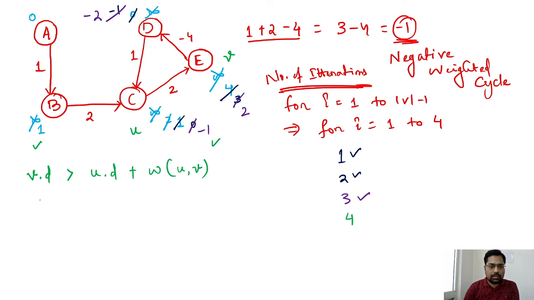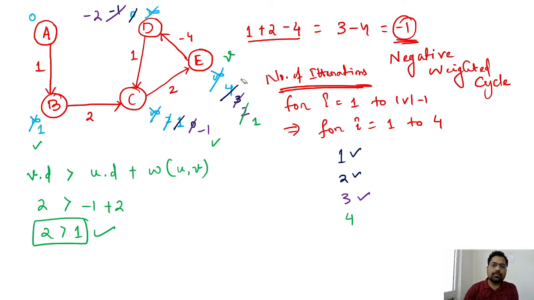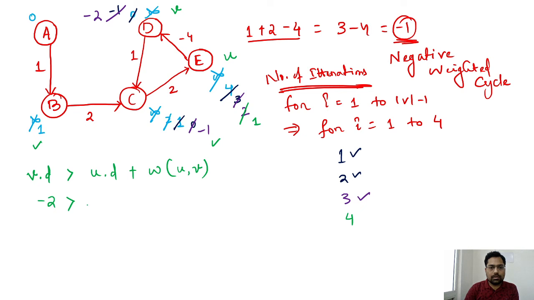Now, distance of V is 2. Distance of U is minus 1 plus 2. So here we found it is 1. So this is correct, and you need to update it to the lowest one we found. Now we change it as U and change this as our V. Next, we have to check whether V, which is minus 2, is greater than this plus minus 4. We know minus 3 is less than minus 2, so we need to relax it to minus 3.